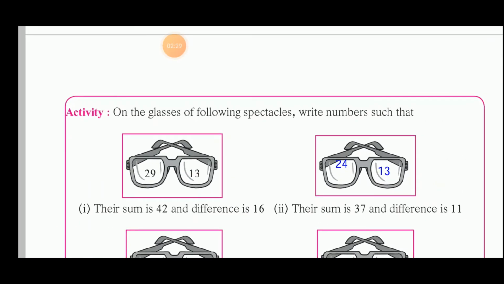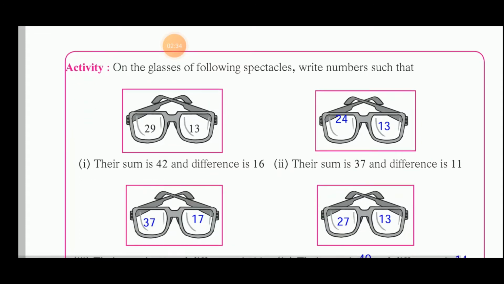Now, consider this activity. On the glasses of the following spectacles, write the numbers such that their sum is 42 and their difference is 16. So, how to find out these numbers? Let the two numbers be x and y. So, x plus y is equal to 42 and x minus y, the difference between the two numbers, is 16.